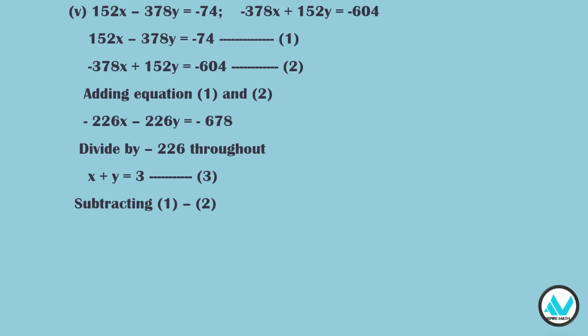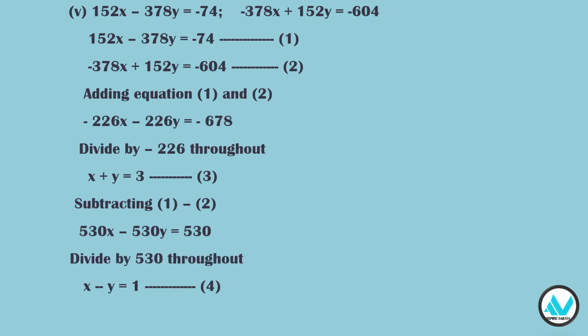Now let me subtract 1 and 2. So I'm going to change the signs of equation 2. Wherever there is minus, I'm going to put plus. So I'm going to get 530x minus 530y equal to 530. Now let me divide throughout by 530. So I get x minus y equal to 1. Now this gives me equation 4.